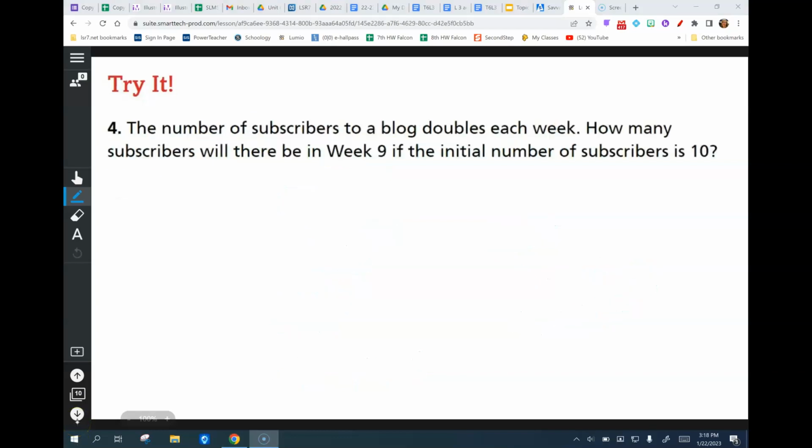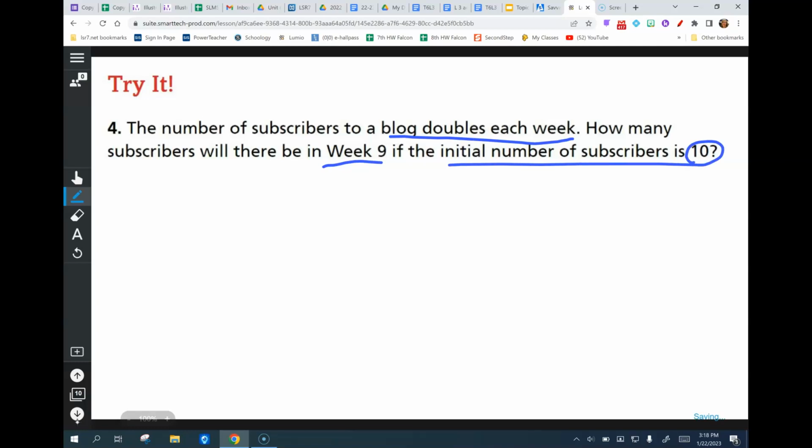Page 128. What you don't have in your book is this first sentence. See this first sentence where it says that the blog doubles? The blog doubles each week. You don't have that in your book for example 4, and that's what you need. The number of subscribers to a blog doubles each week. How many subscribers will there be in week 9 if the initial amount of subscribers is 10?